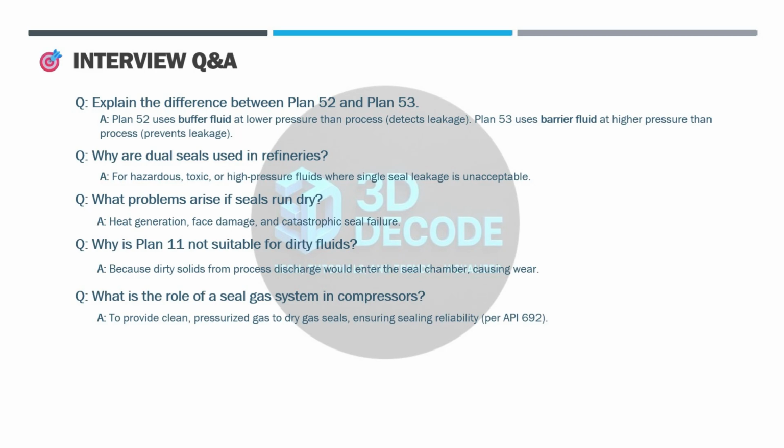Q. What is the role of a seal gas system in compressors? A. To supply clean, pressurized gas to dry gas seals, as per API 692, ensuring reliability.